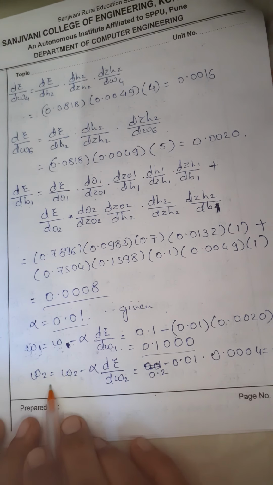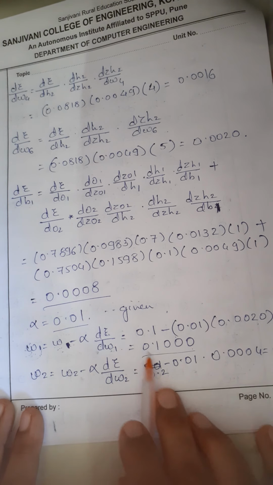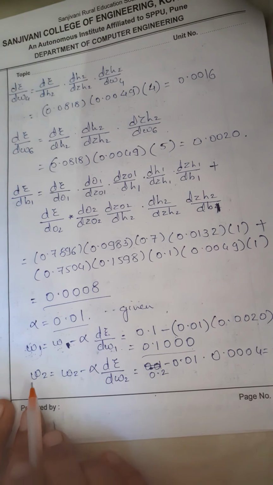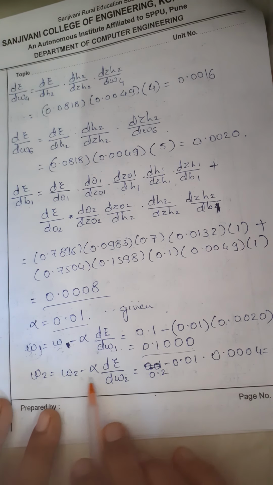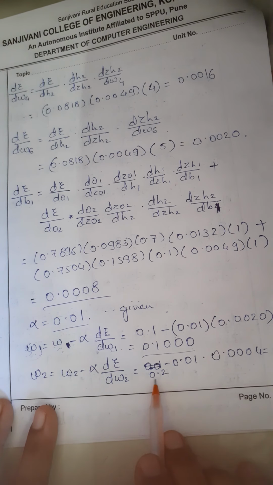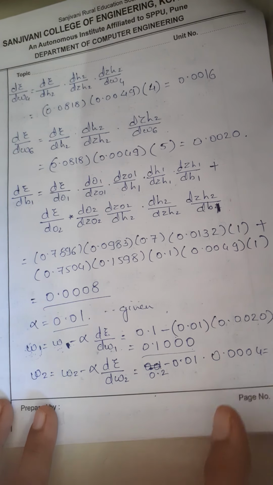Next, W2. You just have to concentrate on what differences we get. W2 is equal to the previous value of W2 minus alpha into dE with respect to W2. Again put it in: the previous W2 is 0.2, so 0.2 minus alpha into the value I computed previously. I got the answer as 0.200. See here it is 0.2, here it is 0.200.